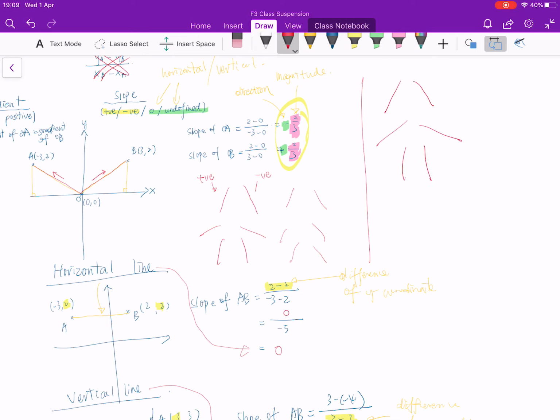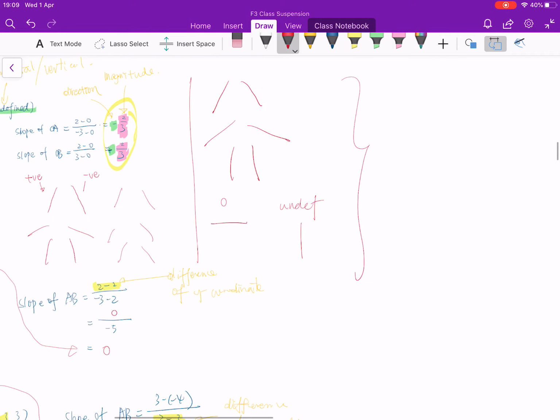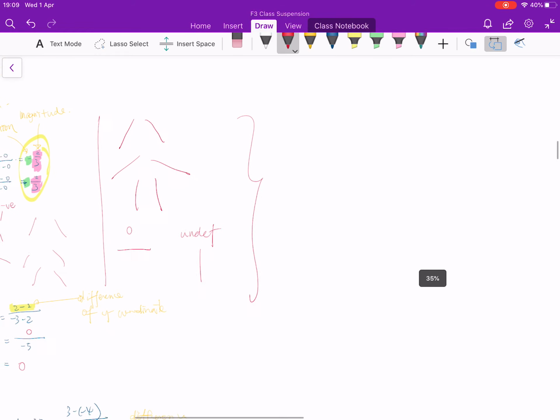We still have two more cases, zero slope and undefined slope. For zero slope, it is a horizontal line. For undefined slope, it is a vertical line. To memorize all this in a quicker way, I suggest you may use this way.